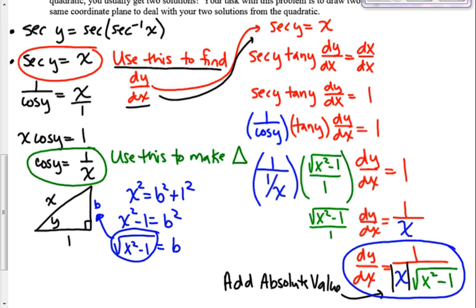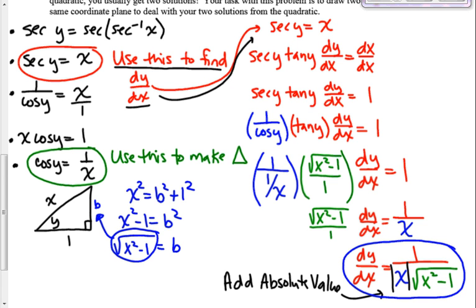So continuing down, I need to make my right triangle. The next thing I did is I rewrote secant y as 1 over cosine y, and I rewrote my x as x over 1. I simply cross multiplied here because I really want to get cosine y by itself. So I ended up with x cosine y is equal to 1, and then I get cosine y is 1 over x. That is an easy, simple right triangle for me to work with.